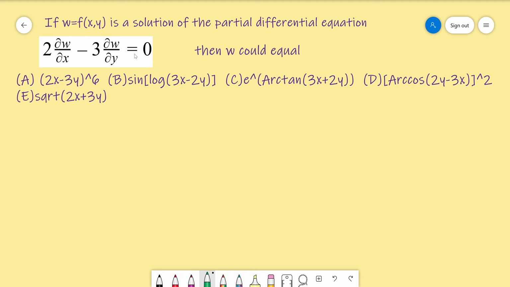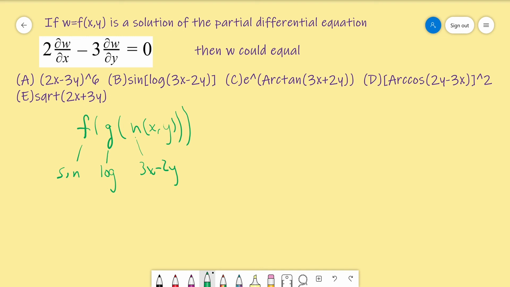And the key to figuring this out is to notice that each of the answers has the form f of g of h of xy. What do I mean? Well, if you look at answer choice B, then f will be sine, g will be log, and h will be 3x minus 2y.